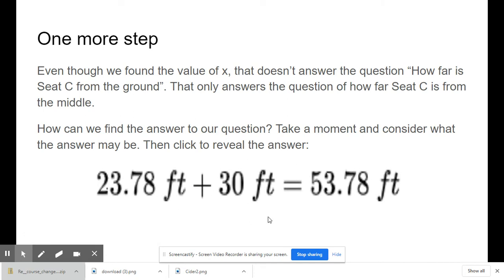Seat C is 53.78 feet from the ground because it's 23.78 from the middle, and the middle is 30 feet from the ground. Now, this should make sense because seat C is almost to the very top. And if it's at the very top, then we know that 30 feet and 25 feet, which would be the radius to the top, is about 55 feet.